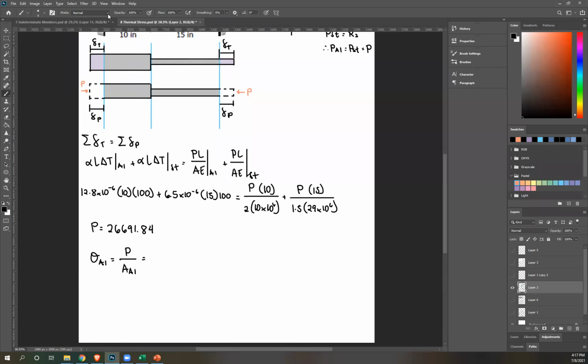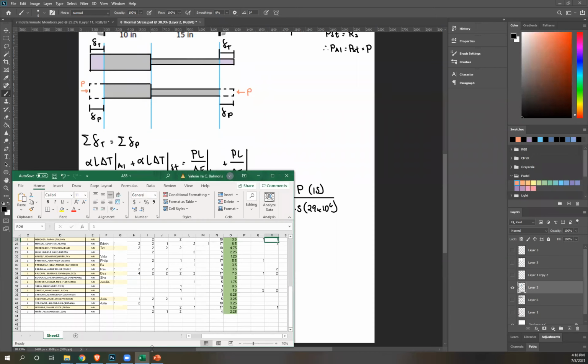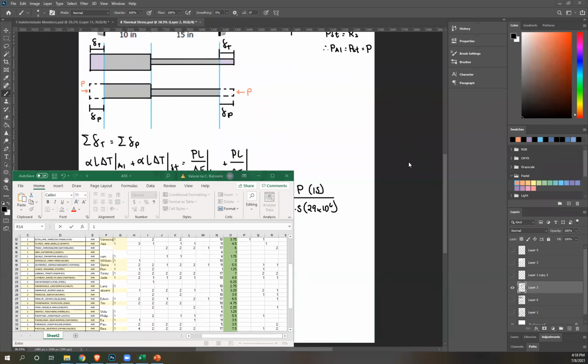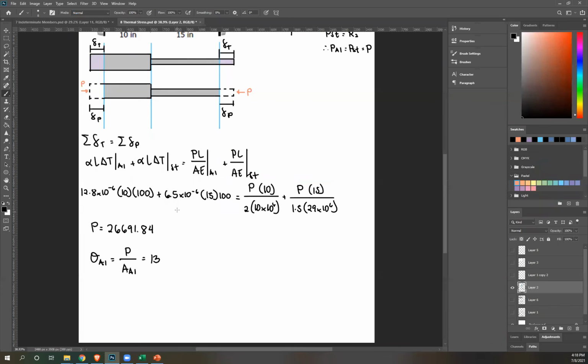Correct. Nina and Miguel. Flores Moon. It's 13,345.92 psi.